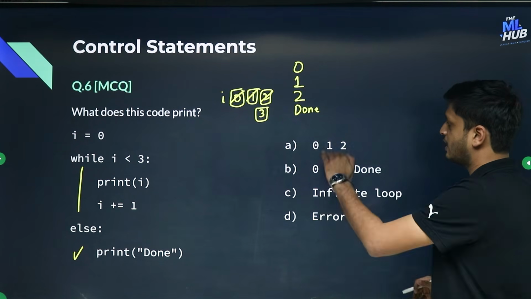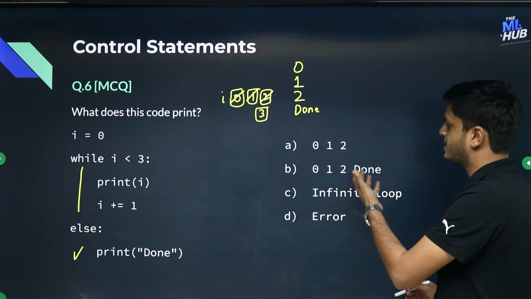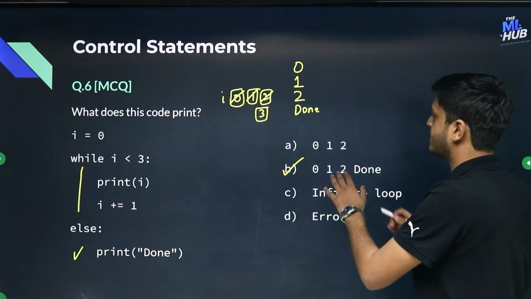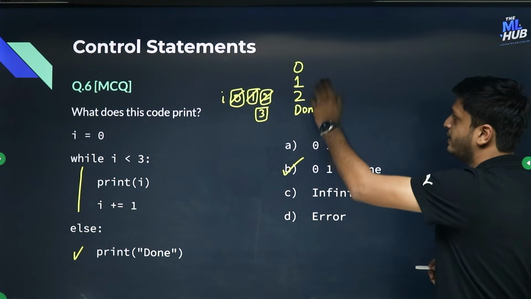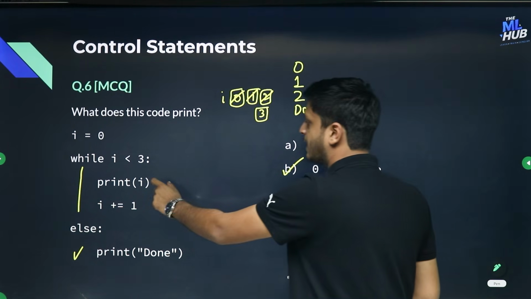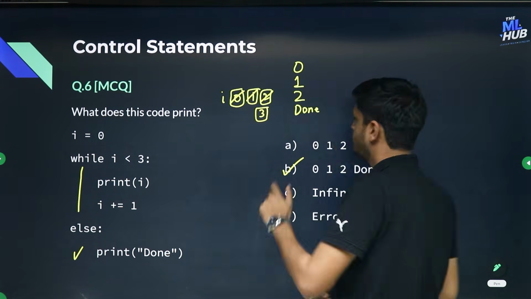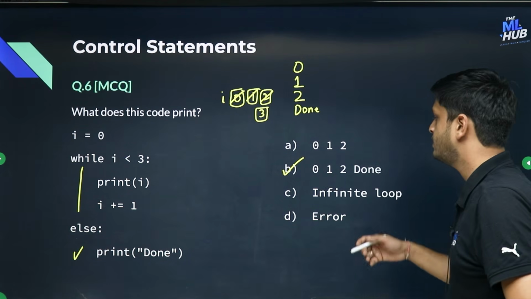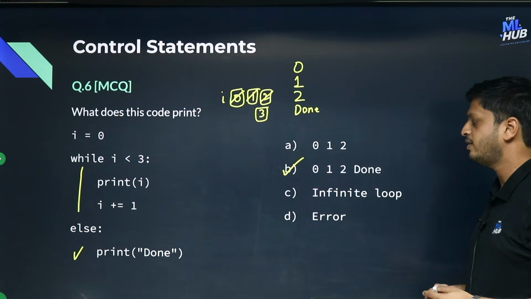So options don't have in new line, but the best possible fit is option B. Although this option is incorrect, the answer will be 0, 1, 2 and done in new line, because print statement by default will take the cursor in the new line. So this will be the exact output, 0, 1, 2, done. Correct answer is option B.